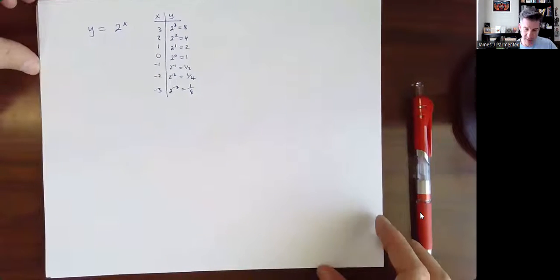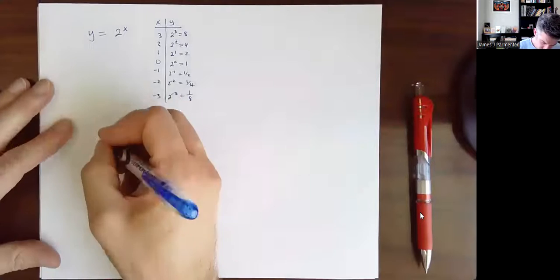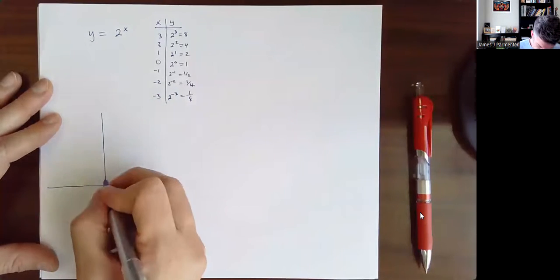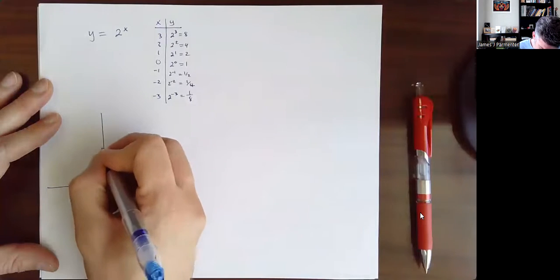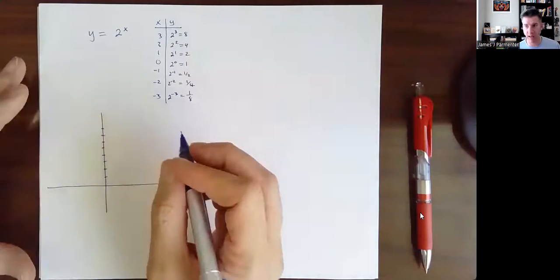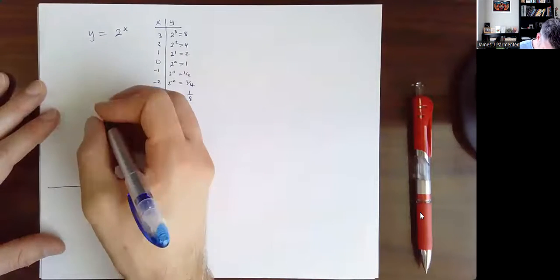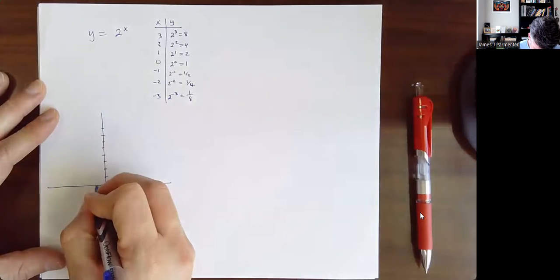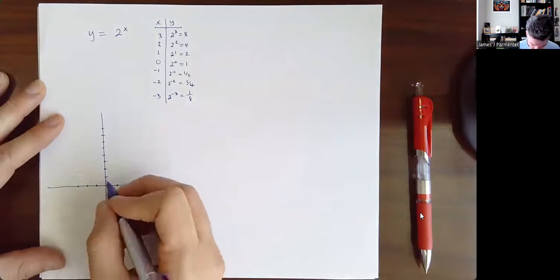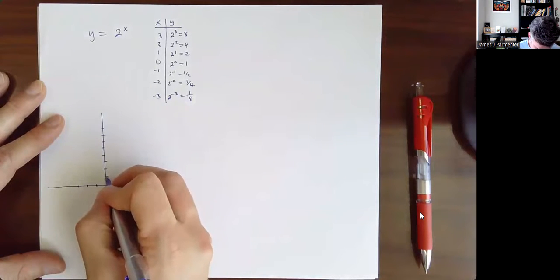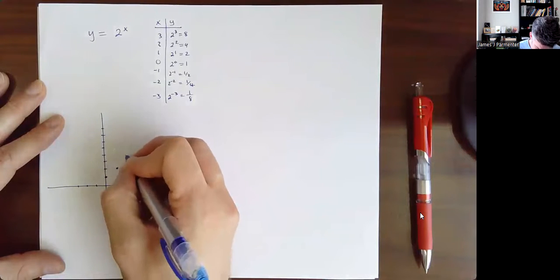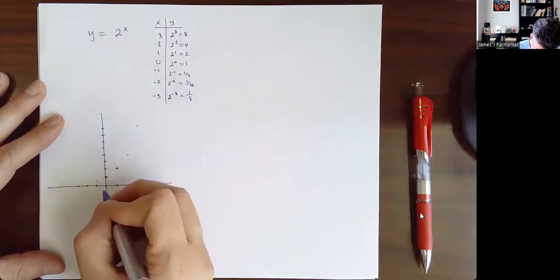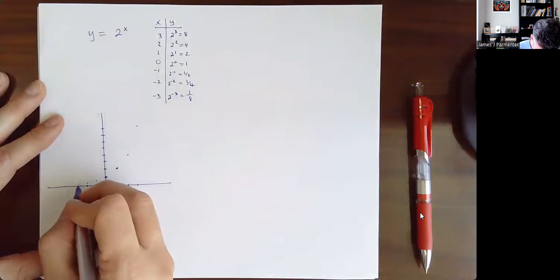So graphing this, and hopefully I do a good job of graphing it right now. Let's see, I'll go up to 8. You can go higher, but yeah. Then 1, 2, 3, and -1, -2, -3. When I plot this, I get the points (0, 1), (1, 2), (2, 4), (3, 8), and then (-1, 1/2), (-2, 1/4), (-3, 1/8).